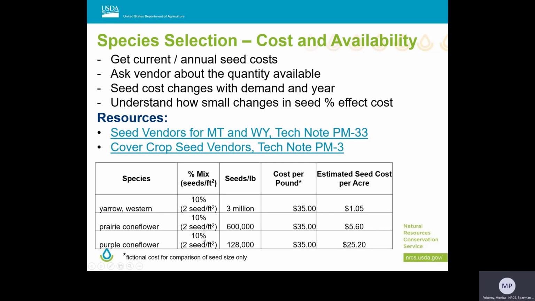or you could adjust this down to a 5% of the seed mix and still work with your producer to be within the range of the acceptable price that is going to work with their budget and the program they're in, but that can help maximize the diversity of the site. And I've included a couple resources here that you can go to look for seed vendors in your area.